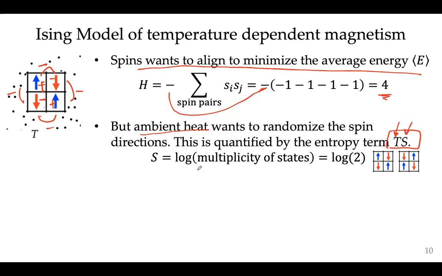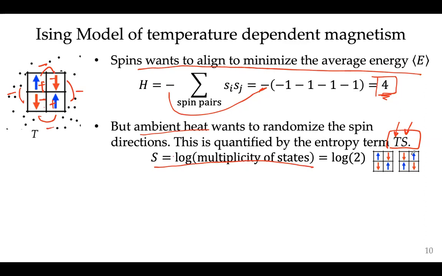How do you calculate entropy? The Boltzmann entropy formula is this one. So the entropy is the logarithm of the multiplicity of the states. The idea here is, respecting this constraint that the total energy is 4, how many different configurations can you get? So one possibility is this one: up, down, down, up. The other possibility is down, up, up, down. If you calculate the energy for each of them, they are the same, 4.